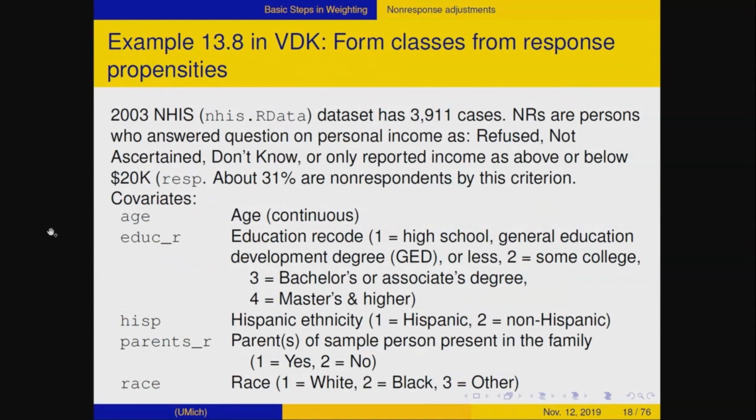So this uses that same health interview survey data. It's got 3,911 cases. I've got a variable that I'm calling the response variable. It depends on whether they reported income, just for illustration. It turns out about 31% are non-respondents if you use this variable to define response. And here are the covariates I got. We've got age, education coded in categories, Hispanicity, are you Hispanic or non-Hispanic, do the parents of the sample person live in the family, which is kind of an indicator of whether you're taking care of an elderly person, typically, and race.